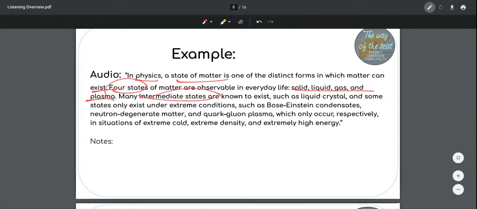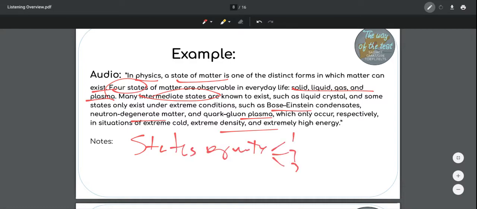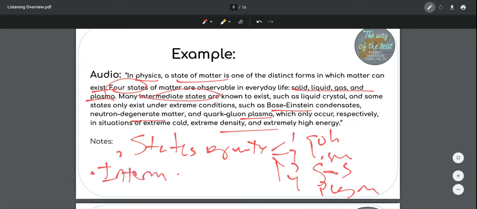So my notes are going to look something like this, right? So I have states of matter. And then I have 1, 2, 3, 4. And I have solid, liquid, gas, and plasma. And then I have another piece of information about intermediate states. So I'm going to write intermediate. And under intermediate, I'm going to put Bose-Einstein, neutron degenerate, quark-gluon. Well, that's pretty much it.